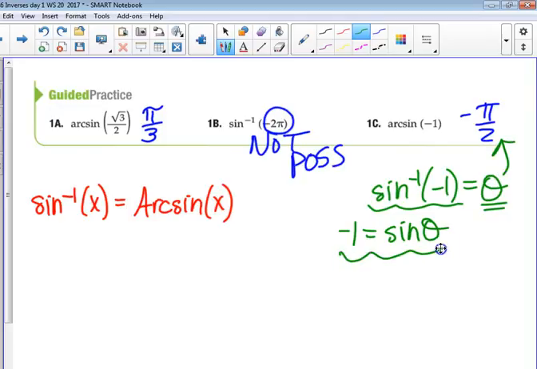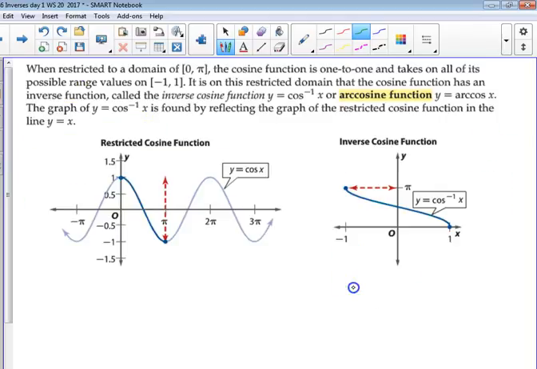This is where the sine hits negative 1. It does happen at negative pi over 2. But then it would happen over and over and over again if you're talking about a regular sine graph. And we'll talk about the way to write those multiple solutions. Just want to clarify. All right, let's go to cosine.